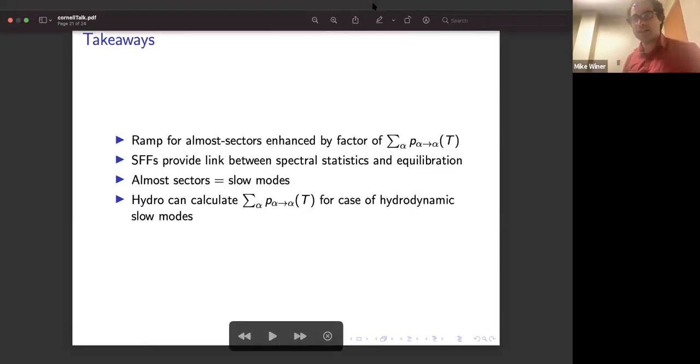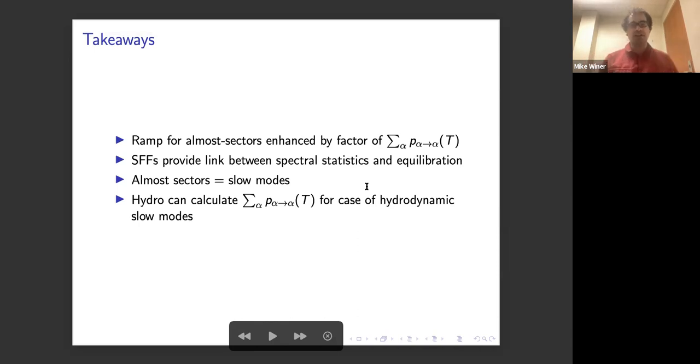Now I just want to talk about the, hopefully, key takeaways you've gotten here. I want you to remember that the ramp for almost sectors is enhanced by the sum of the return probabilities. And in this way, spectral form factors provide a link between spectral statistics and this quantity that really is just a measure of equilibration. I want you to remember that almost sectors are just really another way of saying slow modes, especially in the context of hydrodynamics. So we can use hydrodynamics to calculate this sum for all sorts of different systems. So that's everything I really wanted to say.